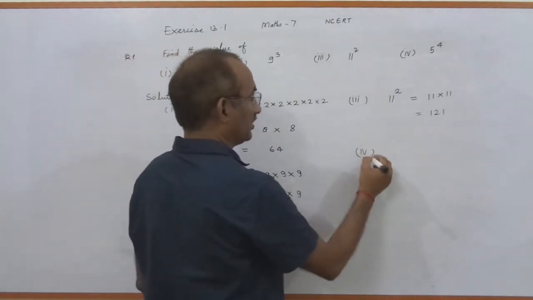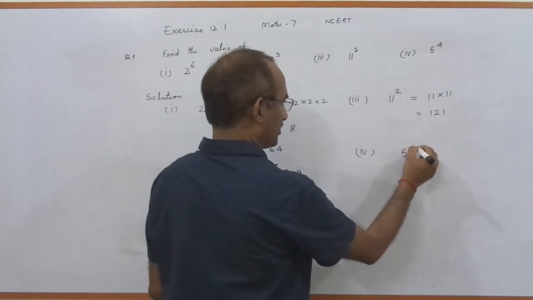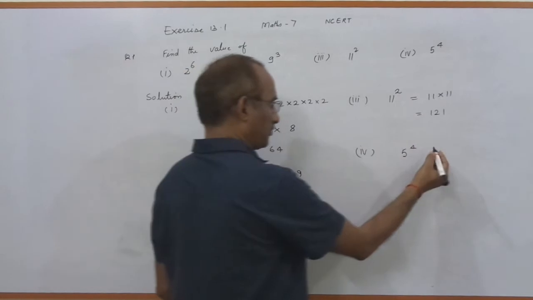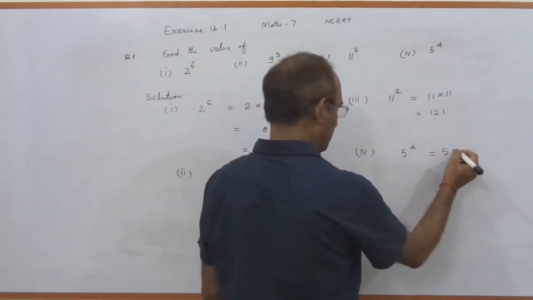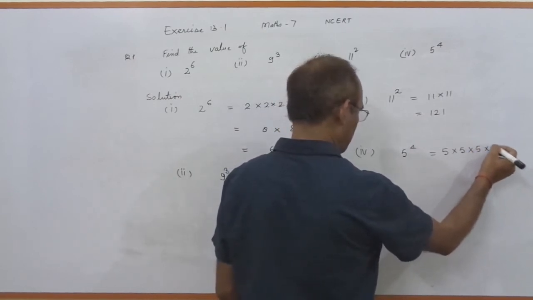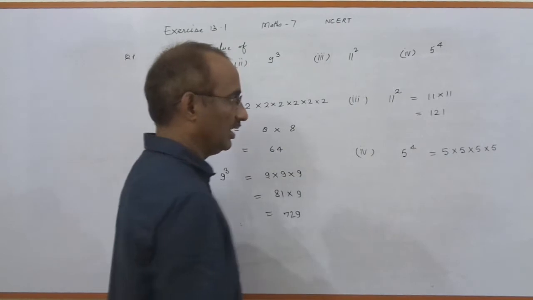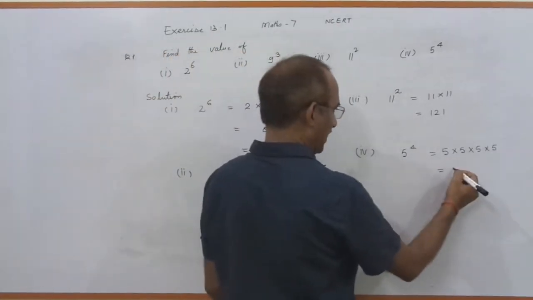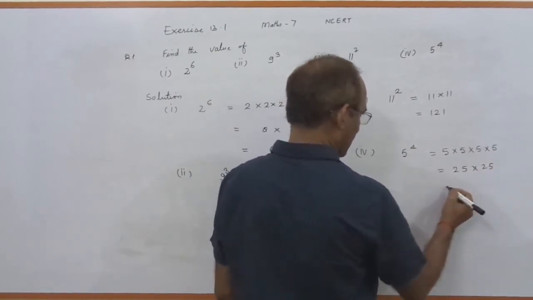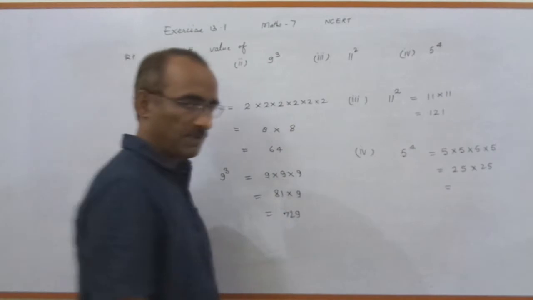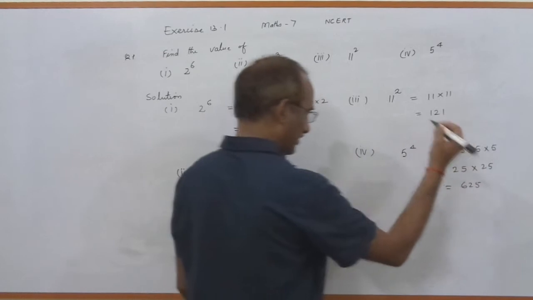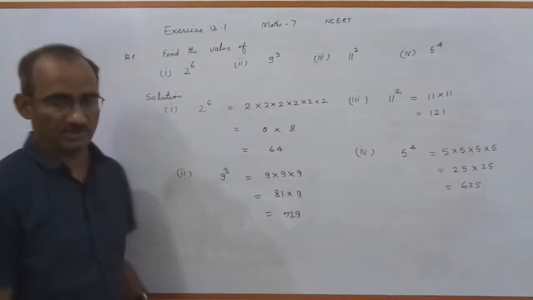Question 4. 5 raised to the power of 4. You can write 5 multiplied with 5 multiplied with 5 multiplied with 5. If we multiply 5 with 5, we get 25 multiplied with another 25. And on multiplying 25 with 25, you get 625. So this is our answer.